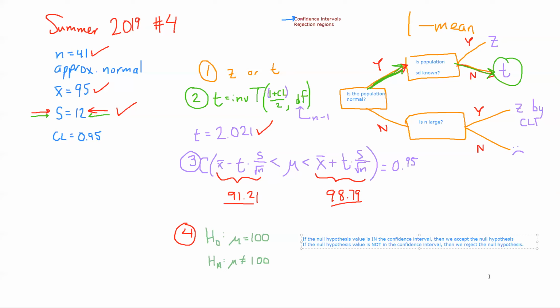Now in our case, our null hypothesis value is 100. 100 is not in this interval. Because 100 is not in the interval from 91 to 98, we are going to reject the null hypothesis. And that's all there is to it for question number 4, both parts A and B. I'm going to add a follow-up question, which doesn't exist right there. This will also tackle minimum sample size.